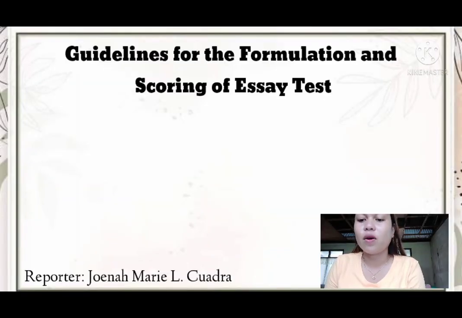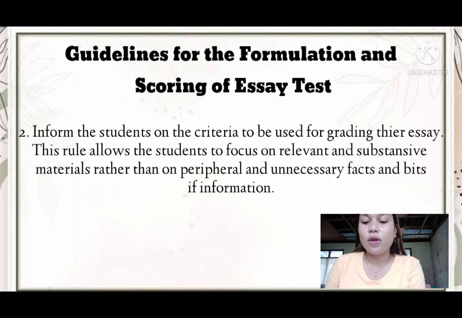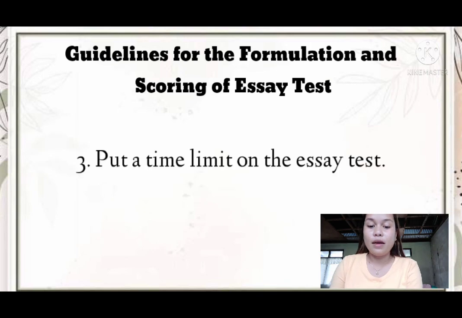Guidelines for the formulation and scoring of essay test. Number 1, phrase the directions in such a way that students are guided on the key concepts to be included. Specify how the students should respond. Number 2, inform the students on the criteria to be used for grading their essay. This rule allows the students to focus on relevant and substantive materials rather than on peripheral and unnecessary facts and bits of information. Number 3, put a time limit on the essay test.